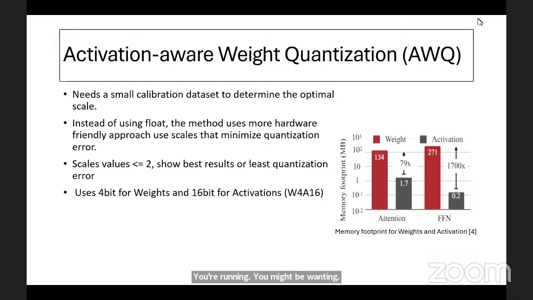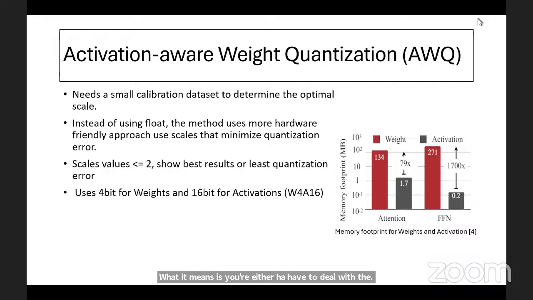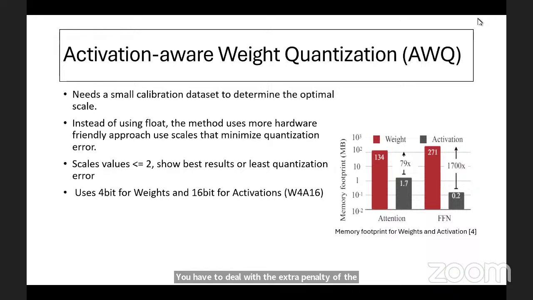That's a good comment. Yes. So again, when you're running it on edge devices, which are essentially limited in memory, the memory footprint is a significant concern. You either try to fit the whole model, or you try to move the necessary weights in and out of the edge device. What it means is you either have to deal with smaller models, or if you have a larger model, you can't fit it into the device, which means you have to deal with the extra penalty of the memory bandwidth to load and unload these weights and activations for the execution.